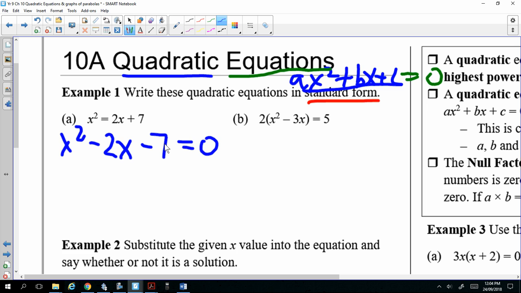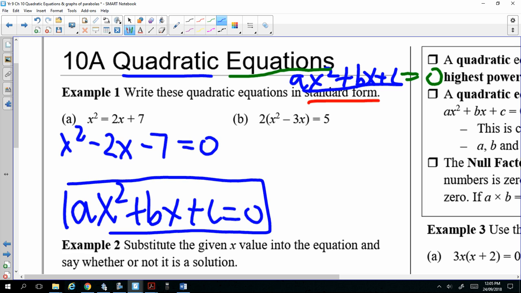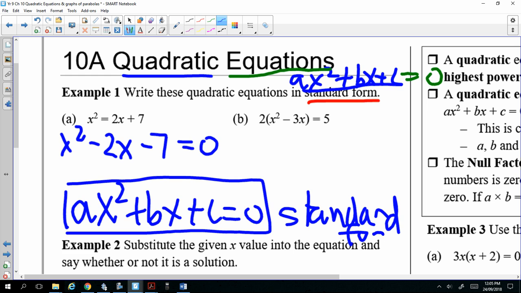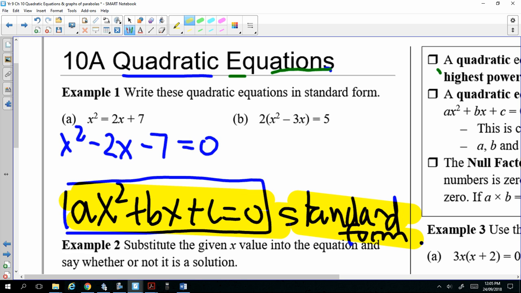Now the standard form looks like this. Because see, this is 7 on the right, you move it to the left, becomes minus. Let me highlight this. All right, you all got it? Standard form. Okay, let's try the next question.